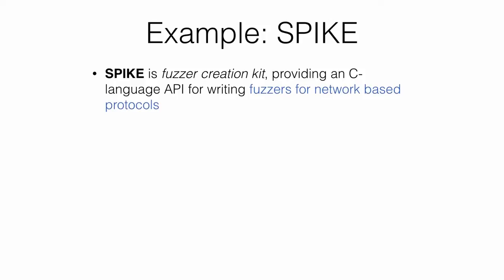Spike is a fuzzer creation kit, and it provides a C language API for programming fuzzers in C that interact with remote servers using network-based protocols. The way that a programmer uses Spike is to create a series of blocks that form parts of protocol messages and to leave holes in those blocks that Spike can fuzz.